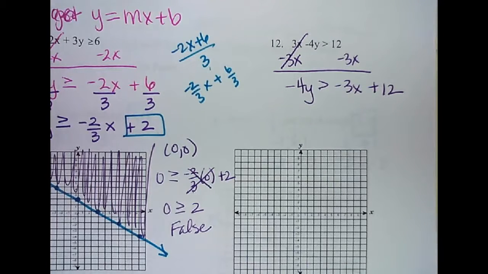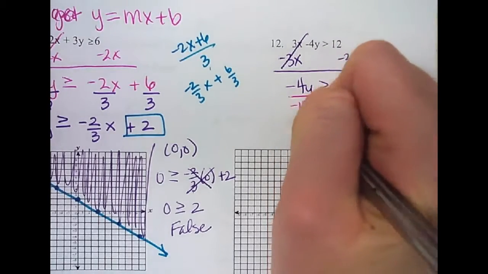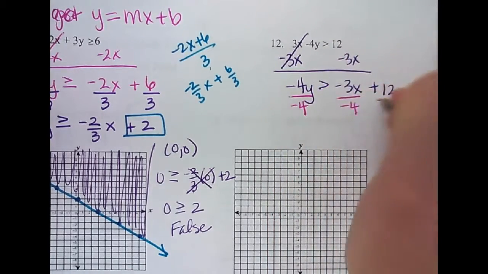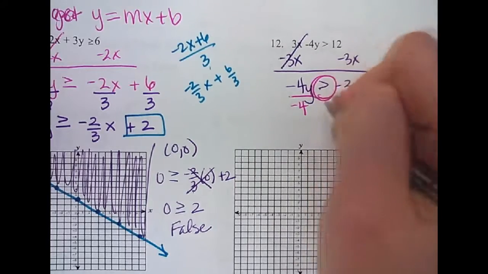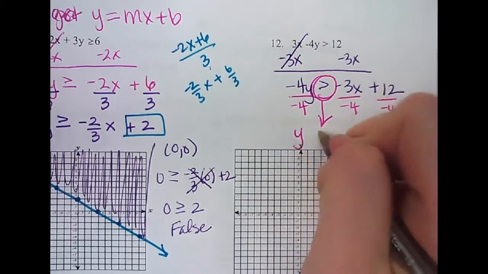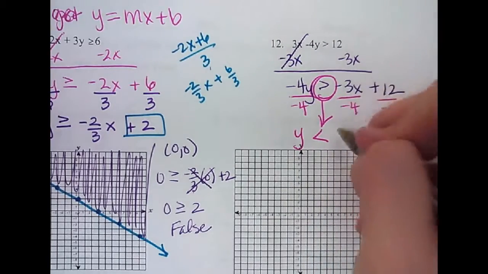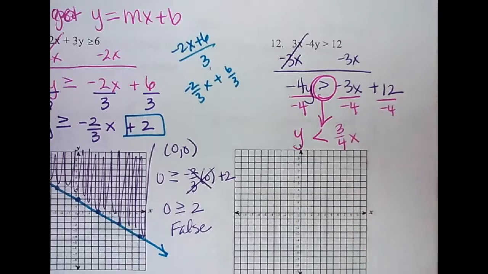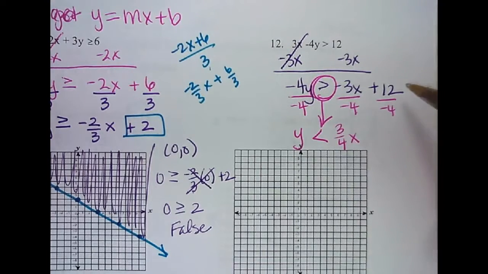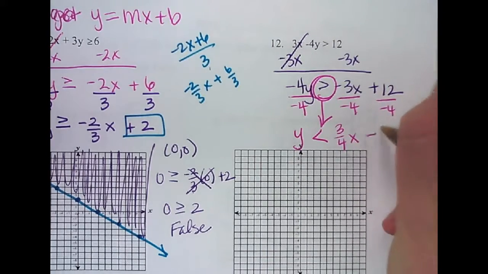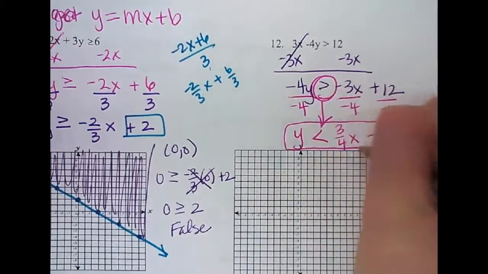How do you solve for y? Divide by negative 4, and I'm dividing by a negative, what happens? Flip the sign. So y is less than, so here I have 2 negatives, so that's a positive 3/4 x. And then I have 12 divided by negative 4, so negative 3. That's my equation.